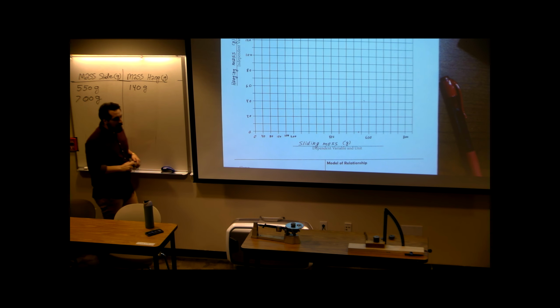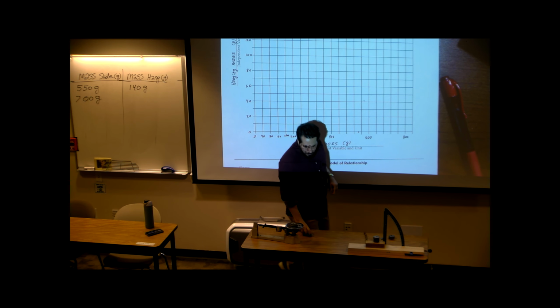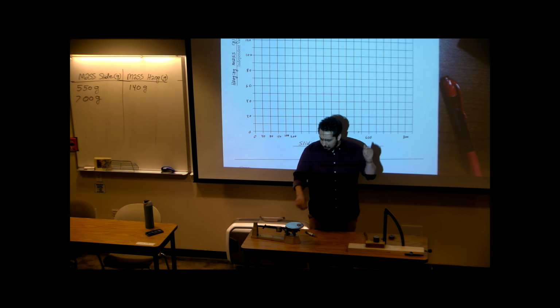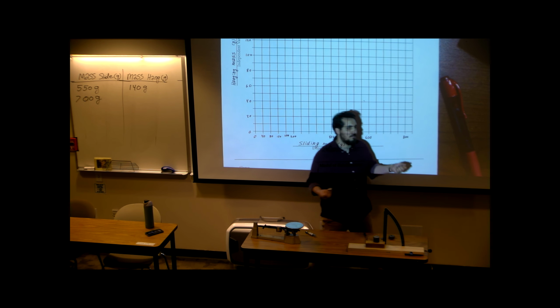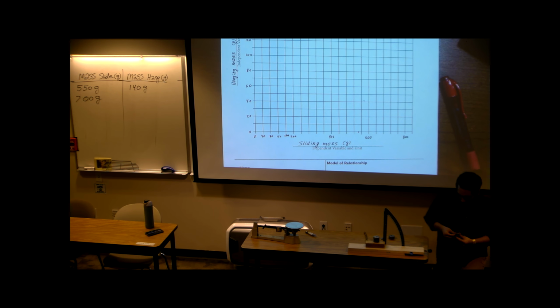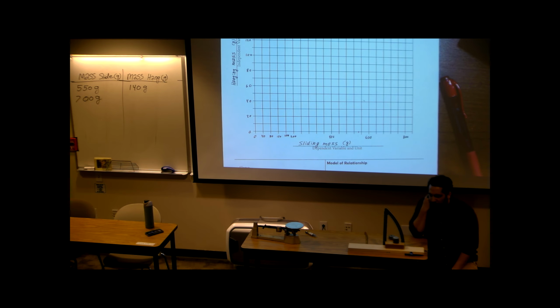If we have 700 grams of mass that is sliding, do we think that we will need more than 140 grams of hanging weight or less? More, makes sense. Heavier object, harder to move, so what I'm going to do is hook on the original 140. It's definitely not moving, so we add some mass to the hanging. Still not moving. Add a little bit more. And let's see. Does that look like it's constant velocity? Yeah, just about, right? Just about.